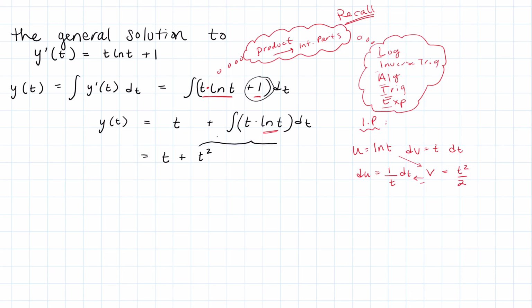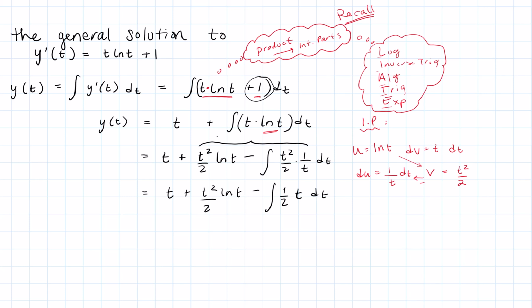Let me write my squiggly bracket like this. So we get our t squared over 2 times the natural log of t minus, and then my integral of v du. So when I integrate v du, I get t squared over 2 times 1 over t dt. Now I am going to simplify that, so let's bring it down another line. Before I integrate, we have t plus t squared over 2 natural log of t minus the integral of 1/2 t dt. Now this is y of t. Let's continue to carry that down as well.